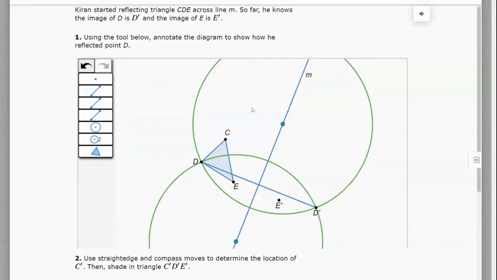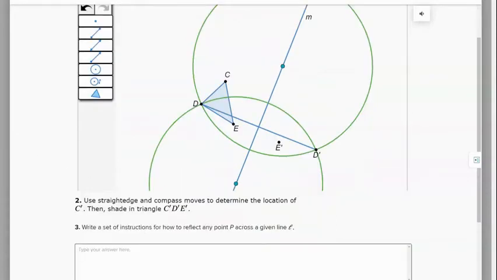You could have created two compass circles, right? And their points of intersection would give you the perpendicular bisector across to get you D prime. So perpendicular bisectors and constructing them is still very important. Gotta know how to do those.